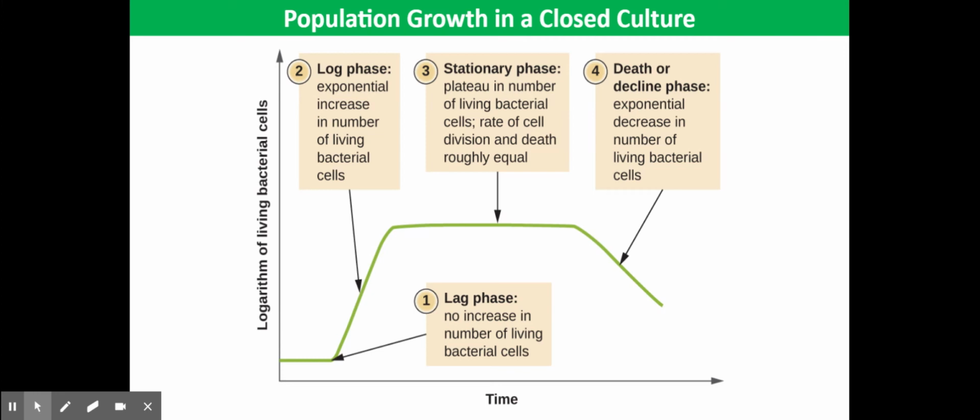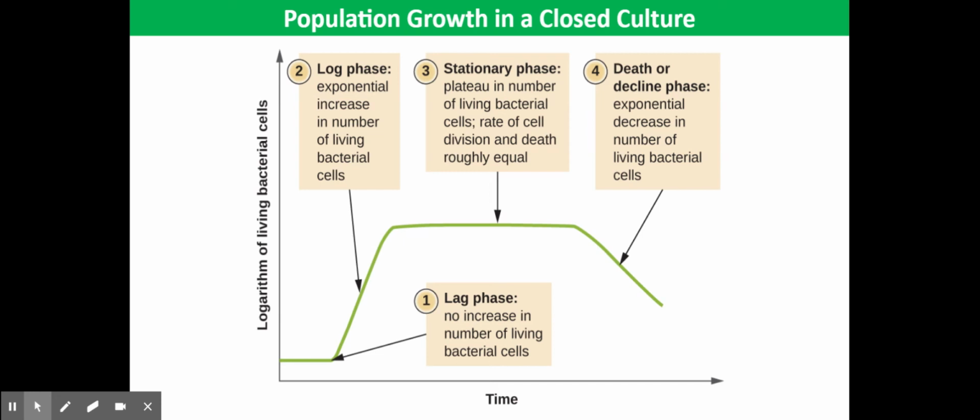Next, there's the log or exponential phase. In the log or exponential phase, the organisms have already adjusted to their environment. They each have the enzymes needed to survive. Each individual has sufficient nutrients and space to grow rapidly and reproduce. The population doubles in size with each generation. In some microorganisms, this can be as frequent as once every 20 to 30 minutes.